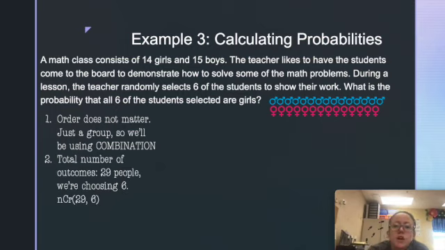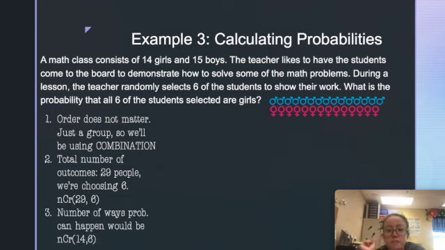Okay. Notice there are 29 different people in the room, right? 14 plus 15 is 29. So 14 girls, 15 boys. And we're going to be choosing 6 of them to go to the board. So the total outcome is from the 29, we're going to select 6 of them. However, if we think about just the girls, out of the 14 girls, we want to select 6. So the number of ways would be combination again, 14 choose 6.